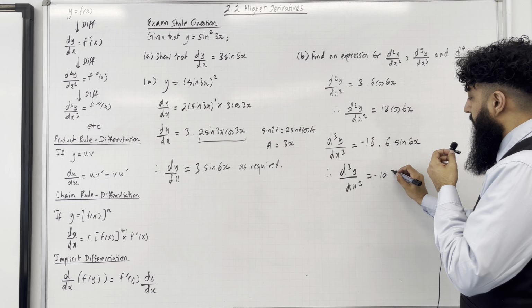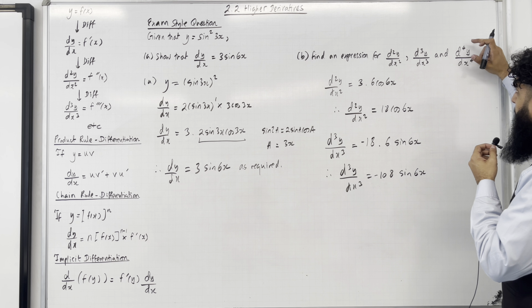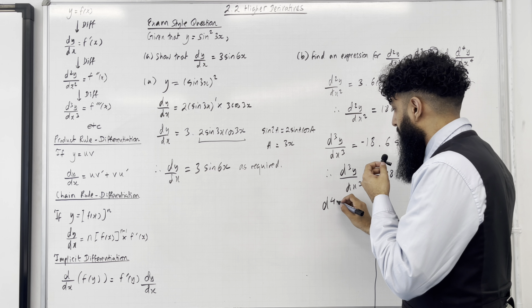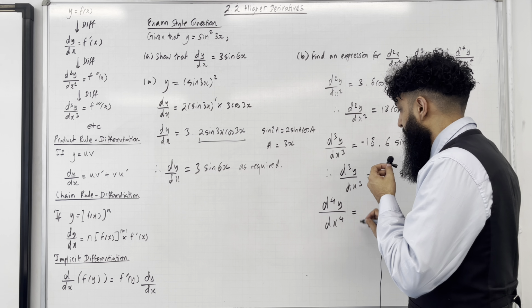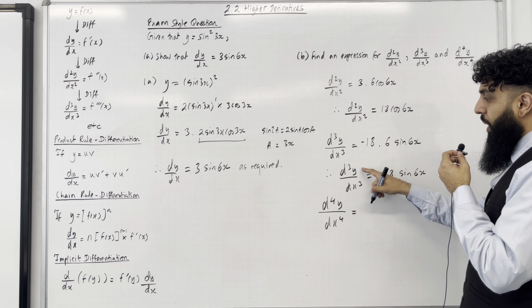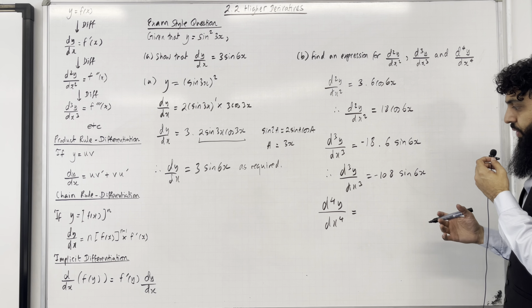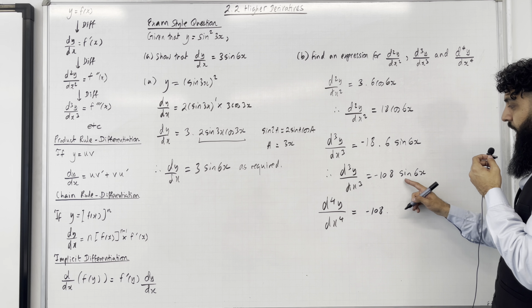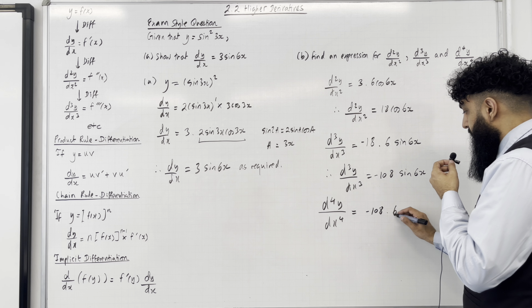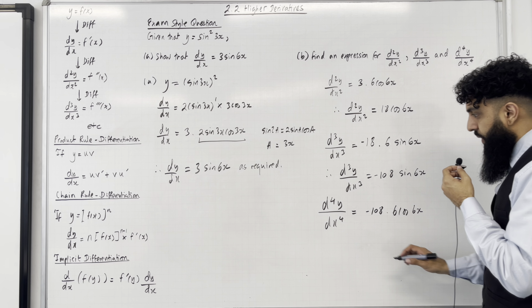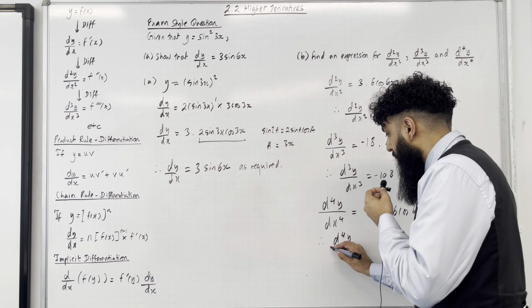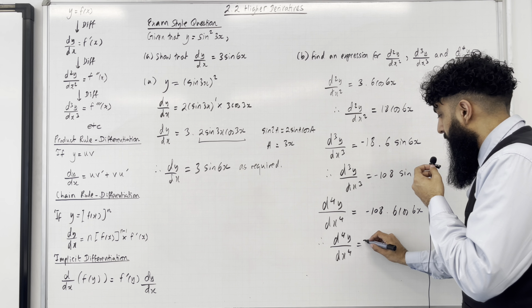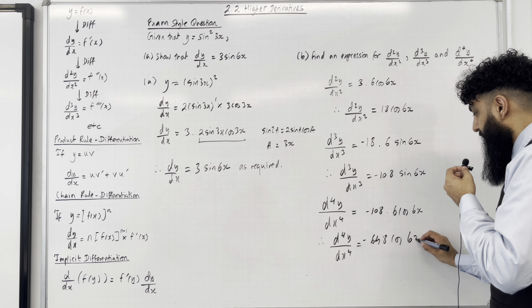Okay, and then find an expression for d to the power 4y over dx to the power 4. Okay, so we have d to the power 4y over dx to the power 4. To find this, I need to differentiate my d to the power 3y over dx cubed. Okay, so I've got a minus 108 multiplied by the sine 6x will differentiate to 6 cos 6x. Okay, so therefore d to the power 4y over dx to the power 4 will equal minus 108 multiplied by 6, minus 648 cos 6x.